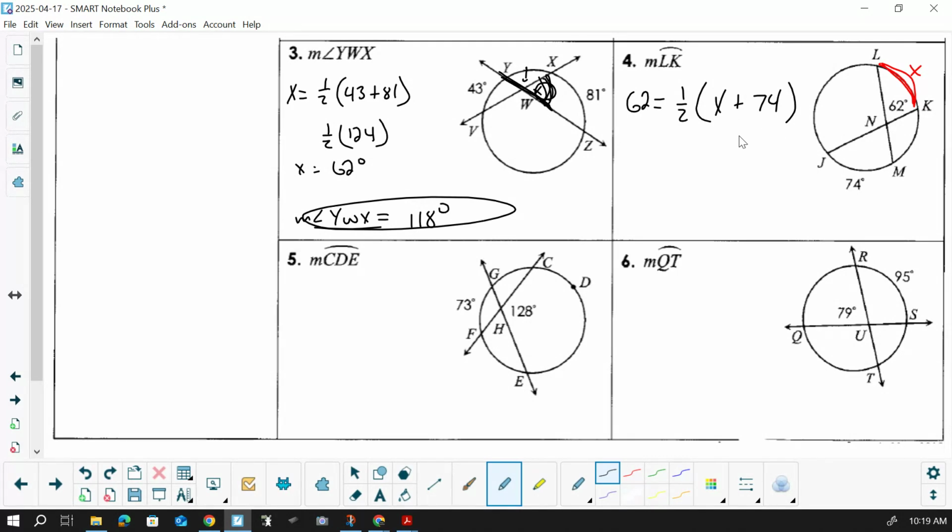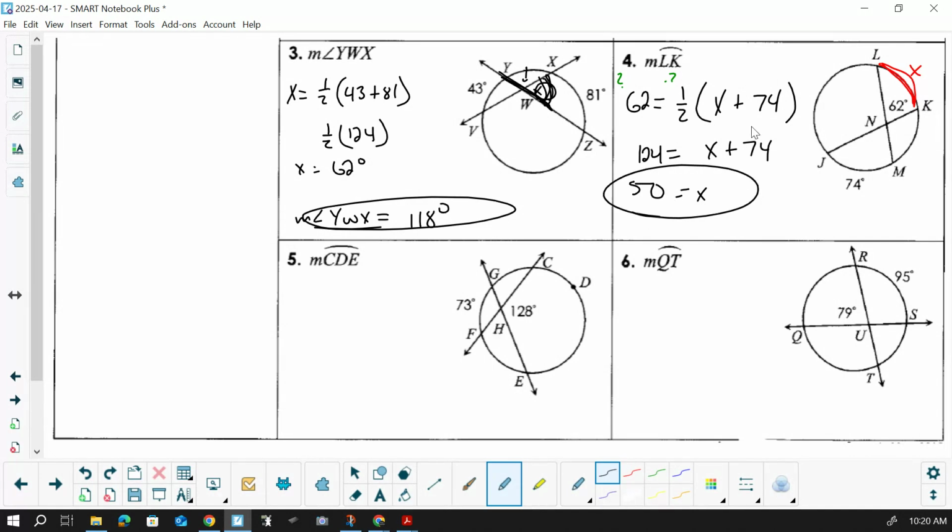Okay. So now, if I was doing this, I would multiply both sides by 2. When I have a 1/2 in front of a parenthesis, the easiest thing to do is multiply both sides times 2. 62 times 2 is 124. 2 times 1/2 is just 1, so I end up with X plus 74. So just get in your mind, to get rid of that 1/2, just multiply it by 2. That won't change. This times 2 is that. Okay. Then all we have to do is subtract the 74, and X equals 50.